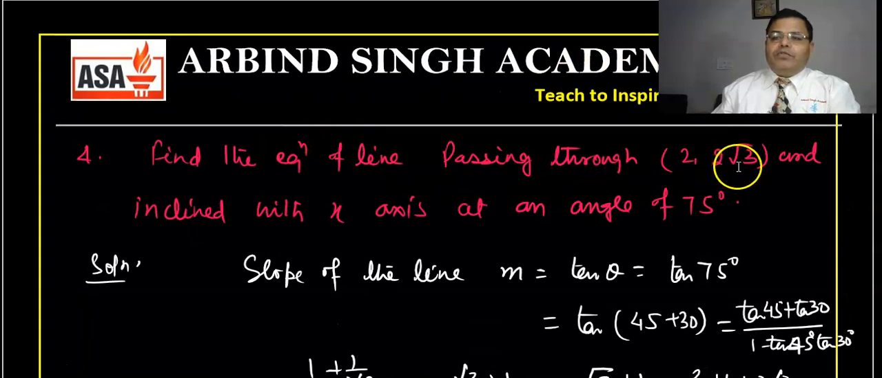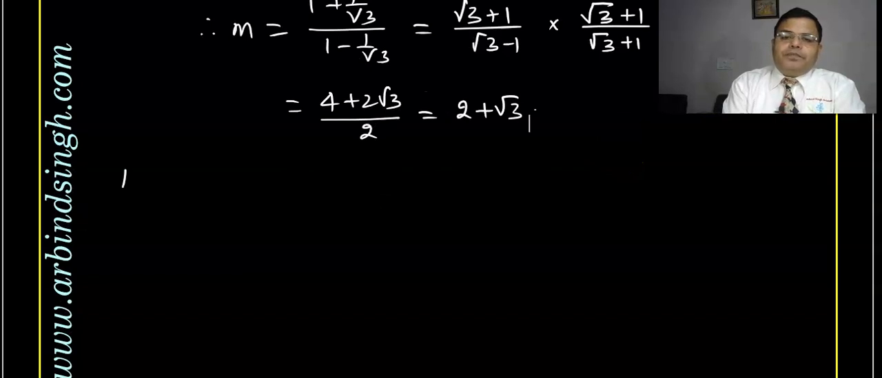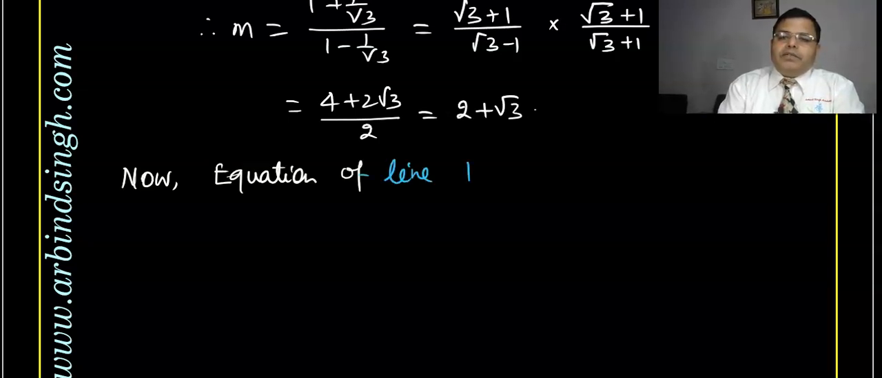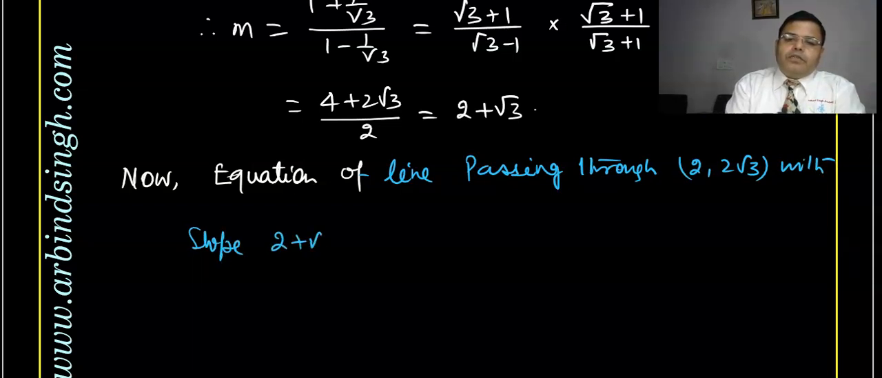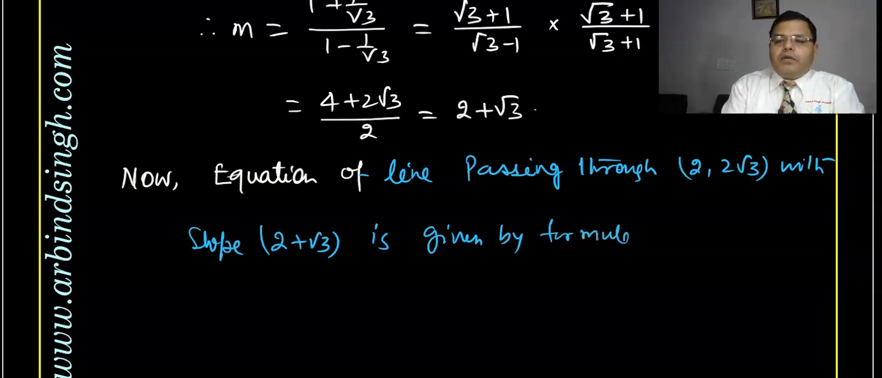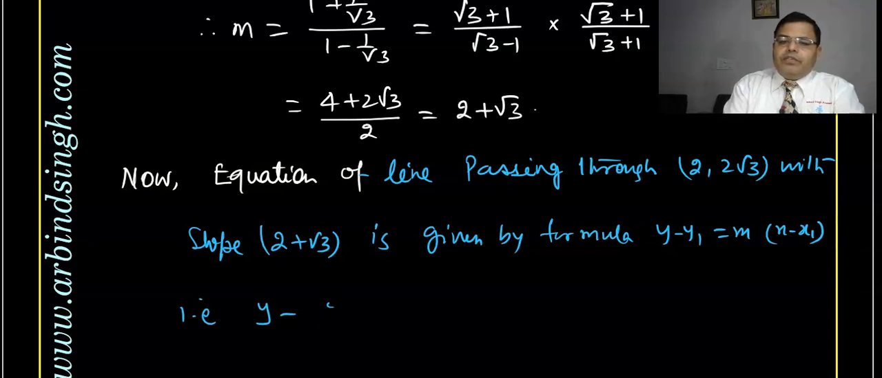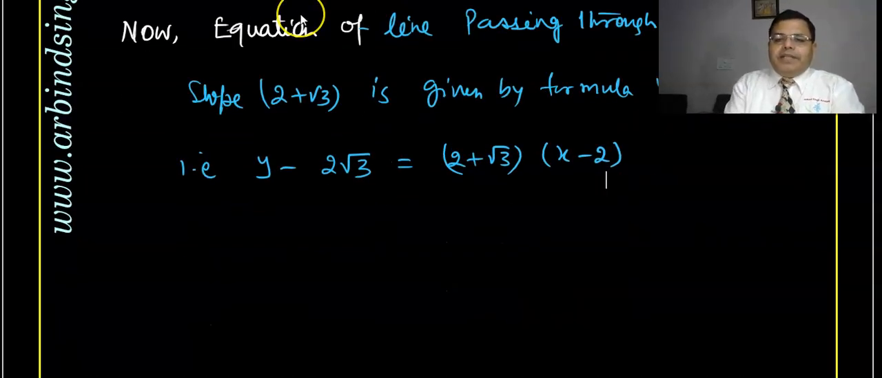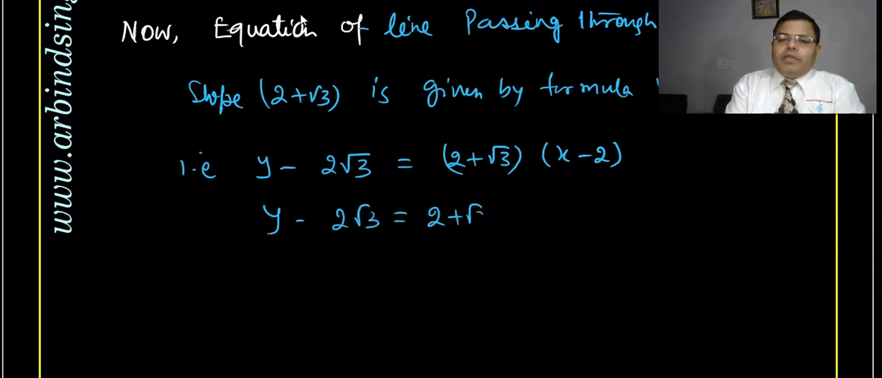Now the line is passing through (2, 2 root 3). So the equation of the line passing through (2, 2 root 3) with slope 2 plus root 3 is given by the formula y minus y1 is equal to m times (x minus x1). What is y1? y1 is 2 root 3. So y minus 2 root 3 is equal to m, that is 2 plus root 3, times (x minus x1), that is 2. If you simplify this, it will be y minus 2 root 3 is equal to (2 plus root 3) x minus (4 plus 2 root 3), right?